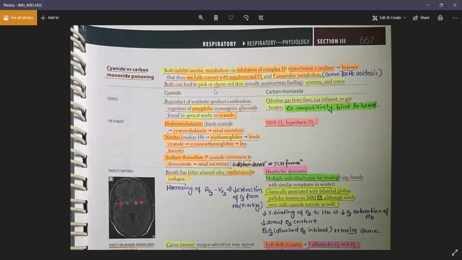Regarding skin findings, the patients will have pink or cherry red skin. The patient can also have seizures and coma because of these two poisons. So the cyanide and the carbon monoxide poisons.